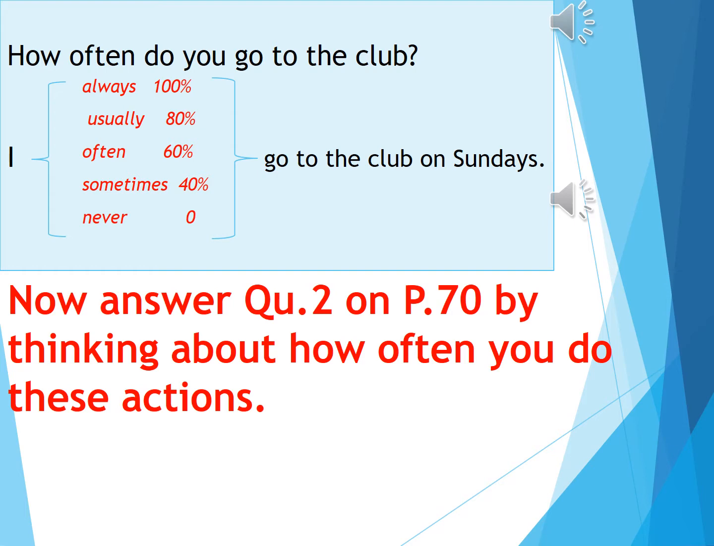We can use always, and this means all the time. For example, I always go to the club on Sunday, so every Sunday I go to the club. Usually means I don't do that all the time, just 80%. Often means I do it about 60% only. Sometimes means I do it about 40%, and another times I don't do it. But never, I use never to show that I don't do that.